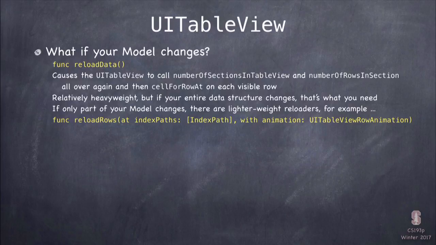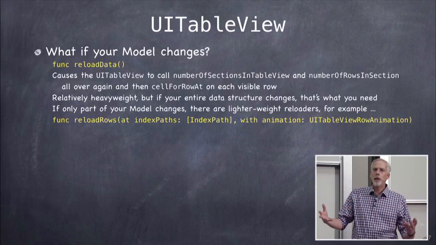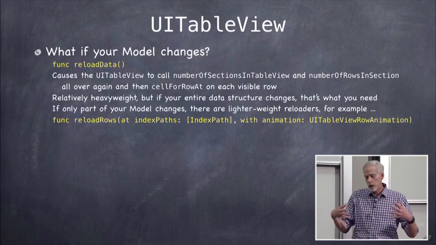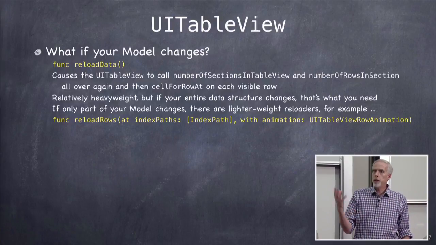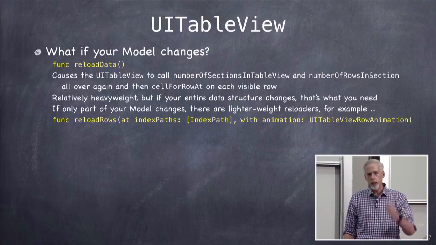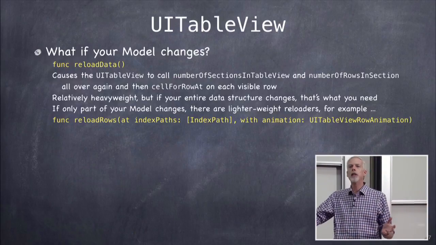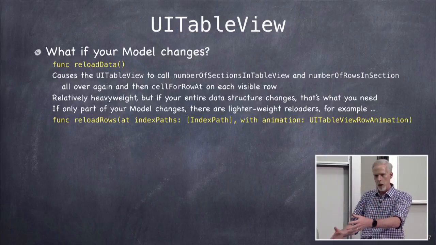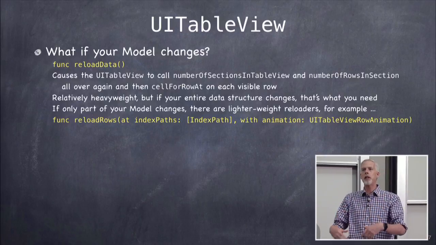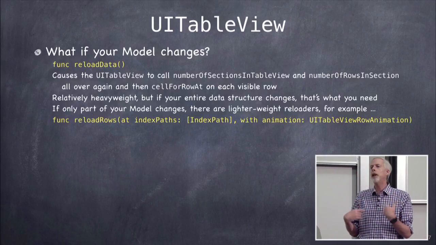Okay, now back to what this guy was asking before. What happens if my model changes? It gets bigger or even gets smaller or whatever. One thing you can do that's kind of a hammer is reload data. If you call reload data on your table view, it's going to call all of your data source methods again. How many sections you got? How many rows in each section? Give me a cell for every single visible row. You see what I mean? It's going to go do the whole thing all over again.